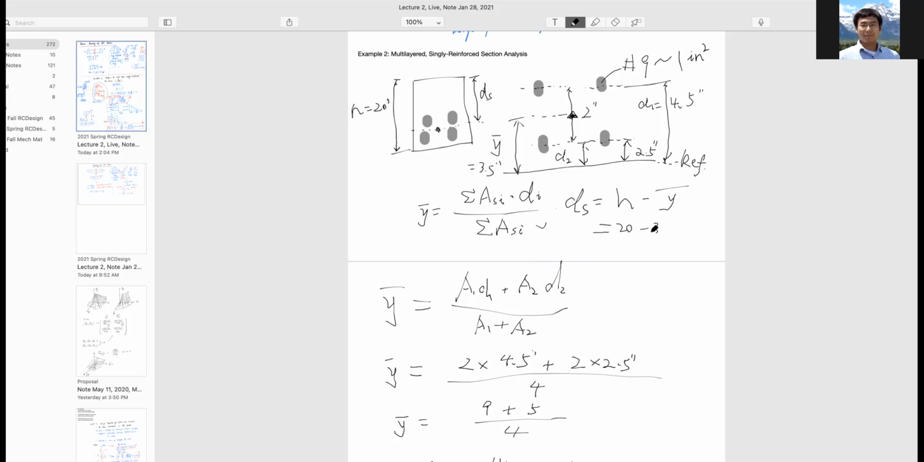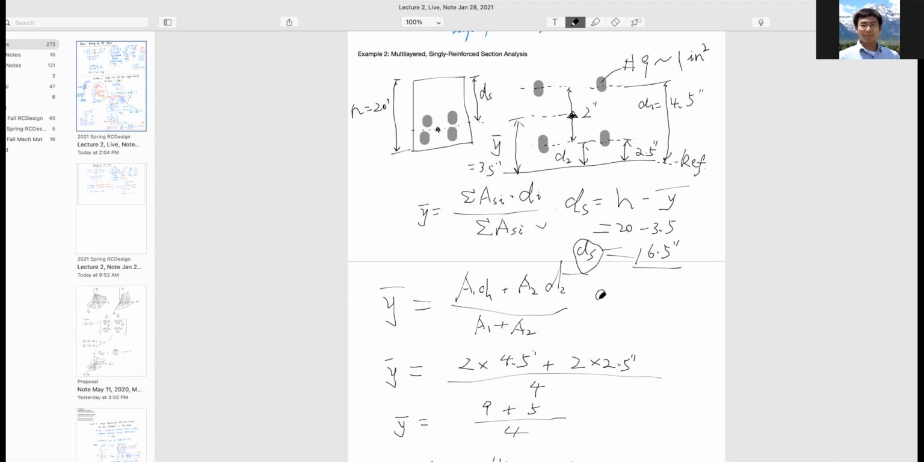What do I have? 16.5, right? Man, I feel like I'm going back to kindergarten. And I swear to God, I drew better when I was a kid than this. But anyway, sorry for that. Again, the depth of the group of bars is 16.5 inch.